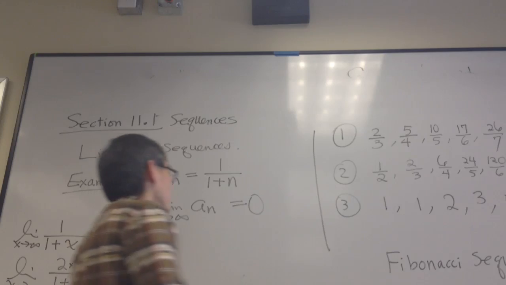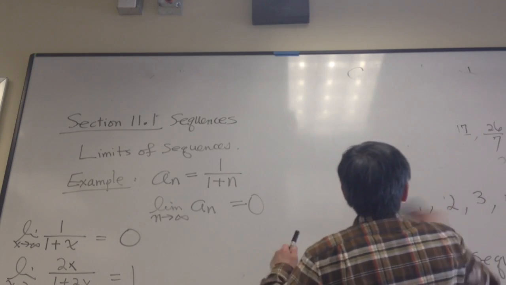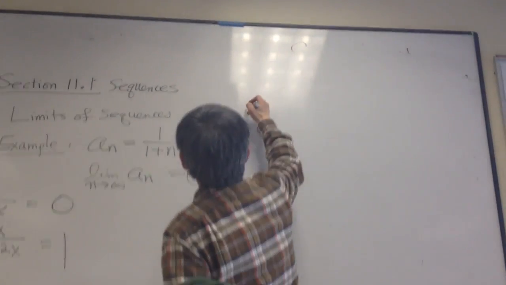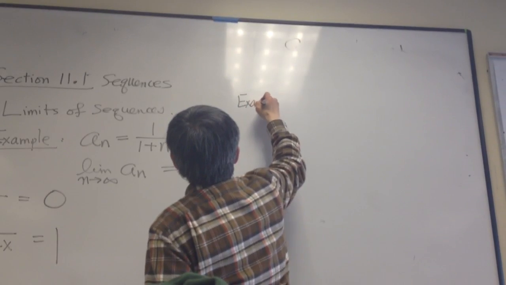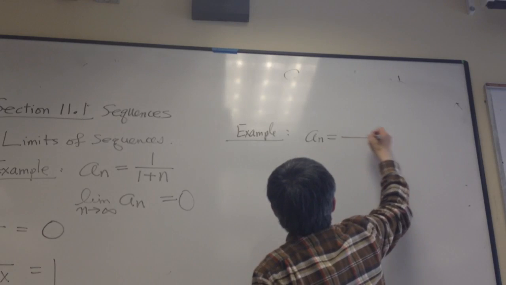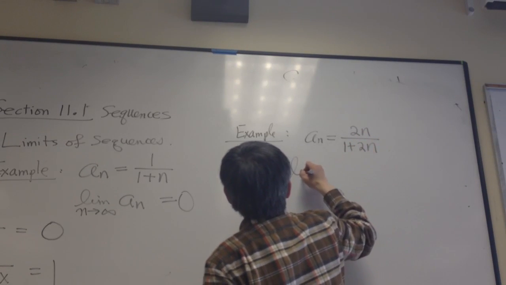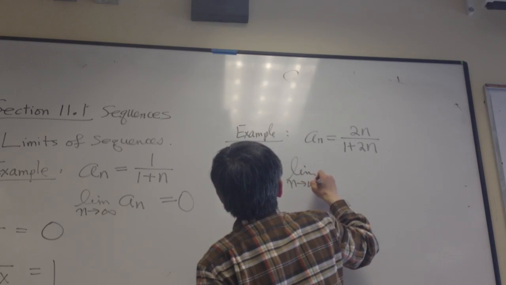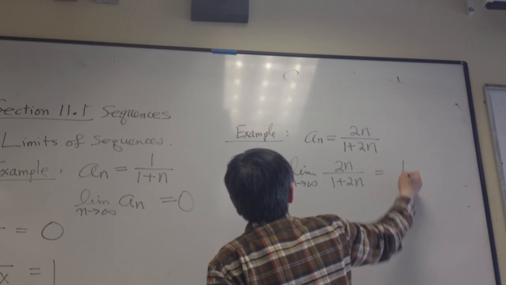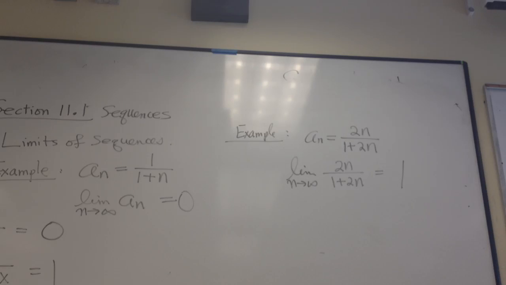And likewise, another motivating example, if a_n is equal to something similar to that, then if I ask you the limit as n goes to infinity of 2n over 1 plus 2n, what would you say? 1. Right? So now here comes the formal definition.